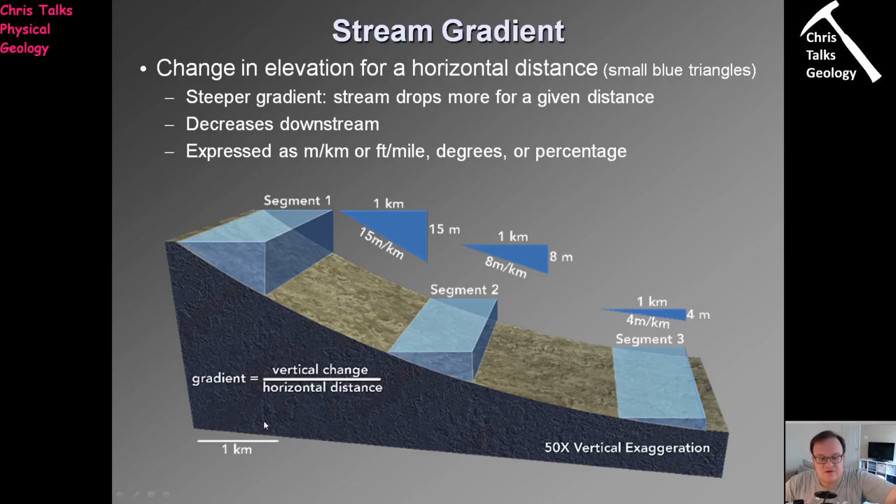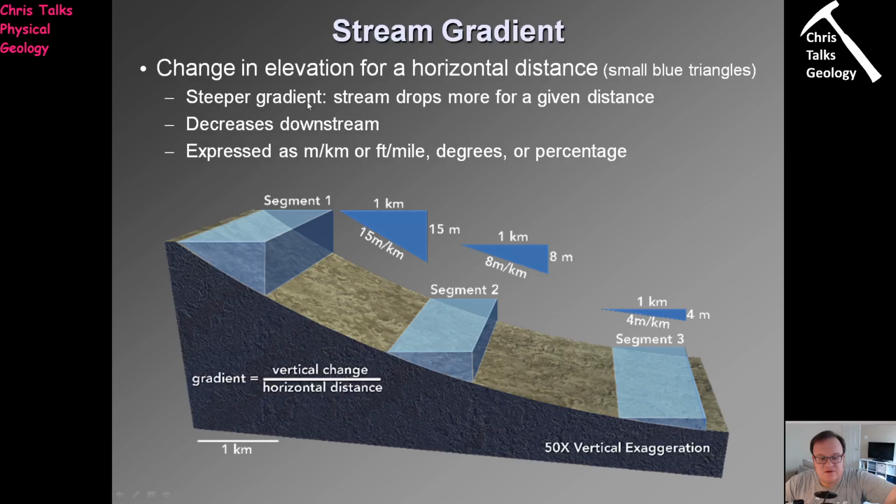Now, how do we calculate gradient? Gradient is calculated by taking the vertical change and dividing by the horizontal change. In this case, it would be 15 meters divided by 1,000 meters, because remember, you've got to keep those units the same. So don't get caught out by that. Essentially, this change would be 15 meters by 1,000 meters, and that's going to give us our gradient.